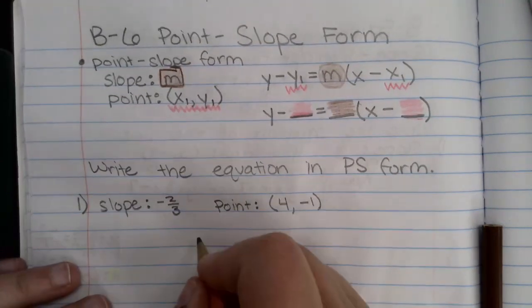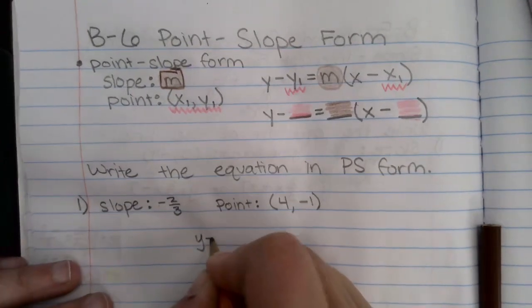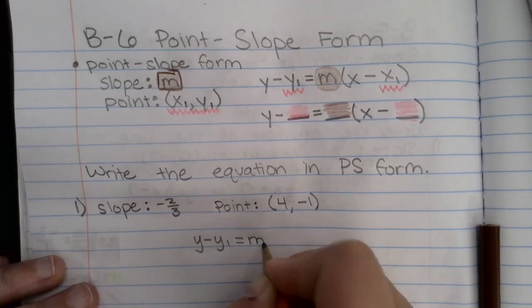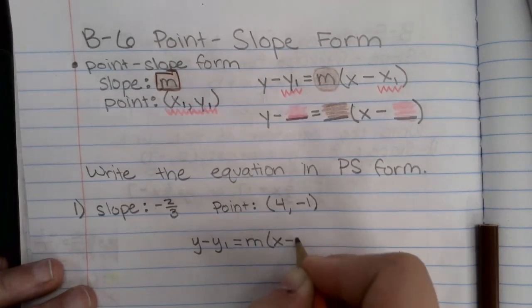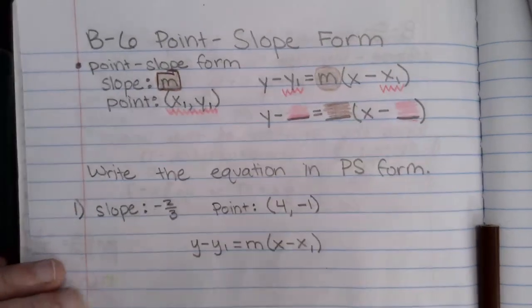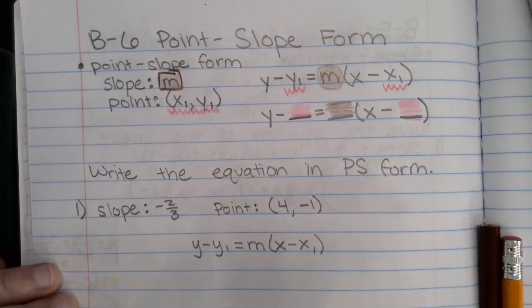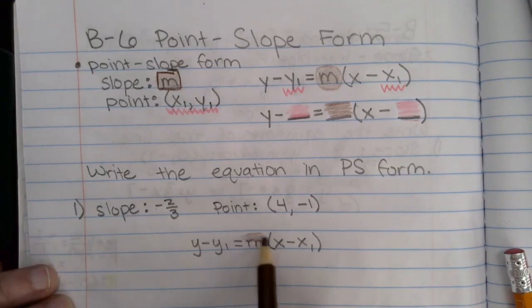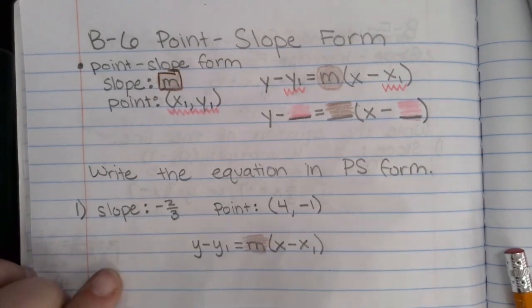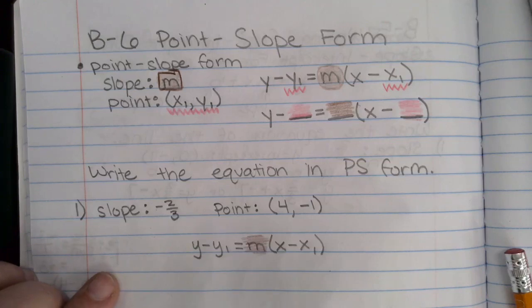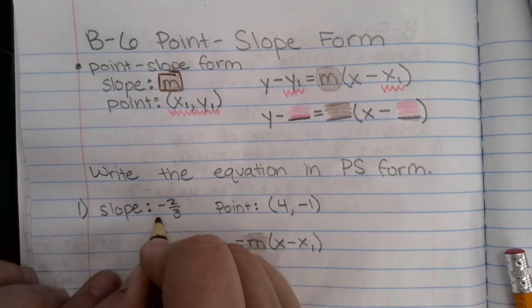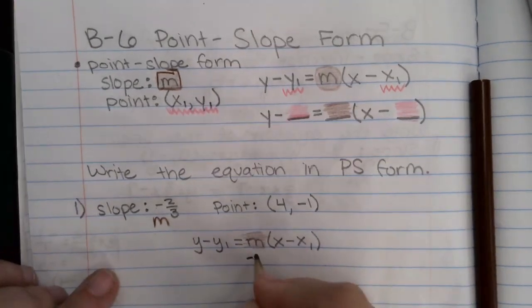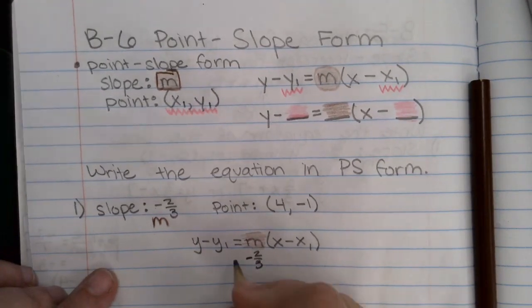So we have y minus y1 equals m times x minus x1. Okay, it's your notes. So I need to fill in my m. Which number up here would be my m? Good, negative 2/3. That's our slope, our negative 2/3. So I'm going to put that in for that m, negative 2/3.